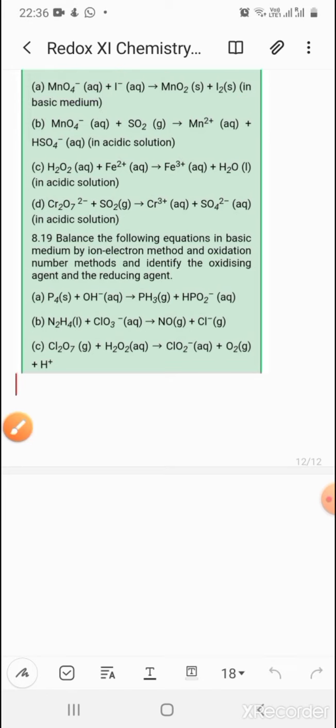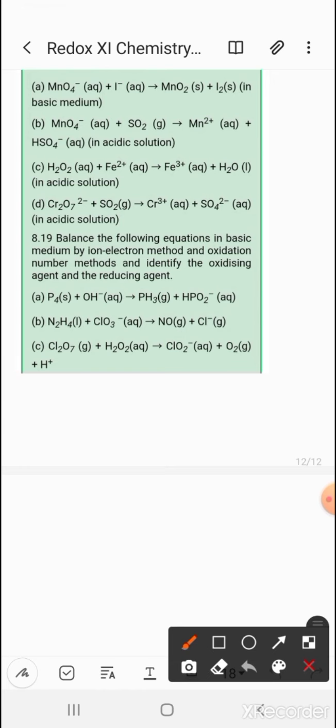Okay, so let's see, because the method is the oxidation number method, look at the oxidation states of the species over here. In the permanganate ion, you can see manganese is having the +7 oxidation state. In the case of MnO2 it is having +4. In I negative it is -1. In I2 it is 0.